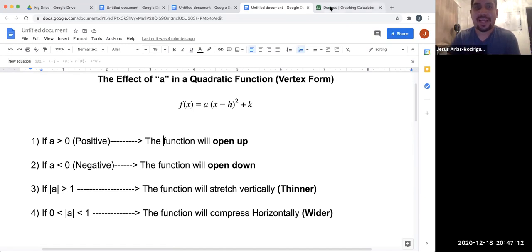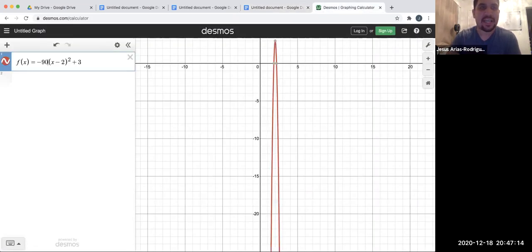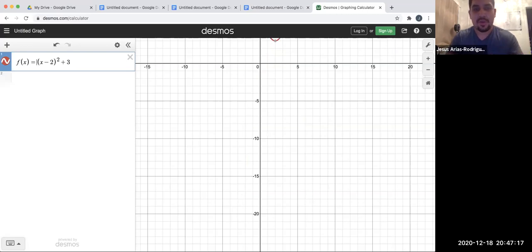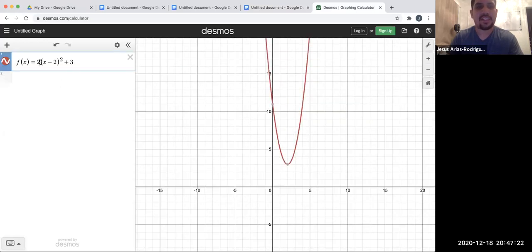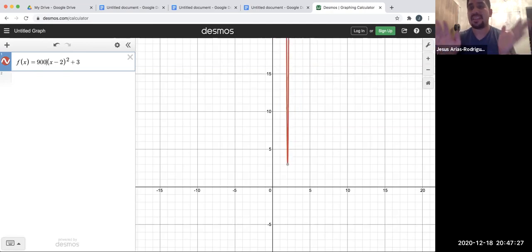So if I go back to the graphing calculator, this is something that we investigated a few seconds ago. So for example, if my function had a value of 2, and then I increase it to 3, 4, 5, or 900, what would happen is that this function is going to begin opening down like this and becoming thinner. I'm going to call this a stretch that happens vertically along the y-axis. So in other words, as you increase the numerical value of this A, this function will be resembling the shape of the y-axis.